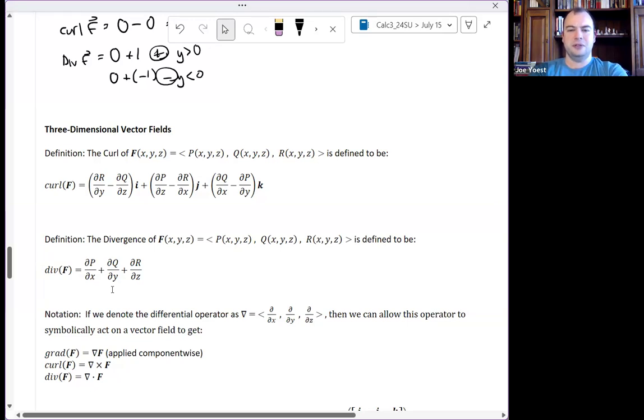Curl F, though, all of a sudden gets kind of crazy. I note that curl F, number 1, is a vector quantity. It's something times i plus something times j plus something times k. I also notice that I have all of these partials that have to be taken into consideration. Let's first ask ourselves, why should curl in 3 dimensions be a vector quantity?